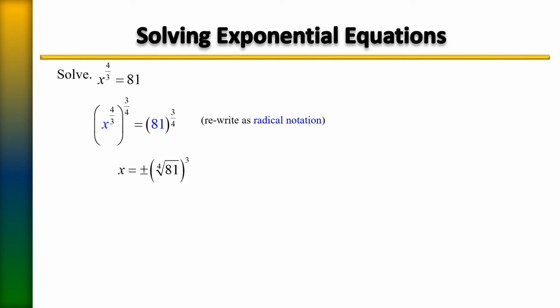Let's go ahead and solve that. The 4th root of 81 is 3. Then I have 3 raised to the 3rd power, which is 27, because when you multiply the number 3 three times, you get 27. So x equals plus or minus 27. And there you have it, solving an exponential equation.